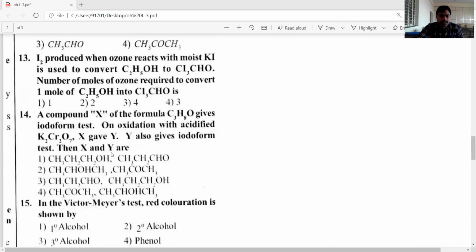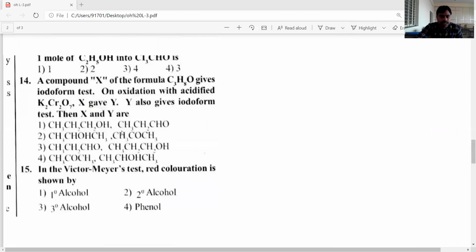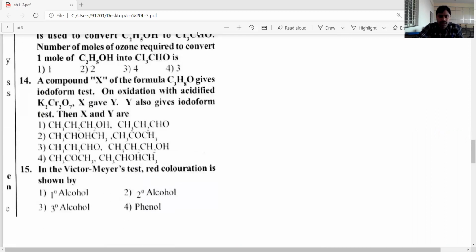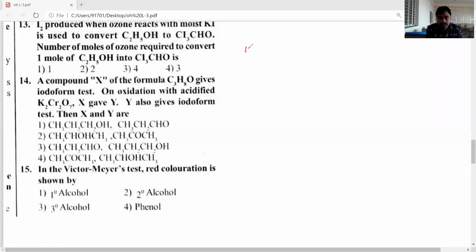Okay, students, the 14th question is also very easy. Just clean observation is very important. A compound has molecular formula X. What molecular formula did they give, dear students? C3H8O. X gives the iodoform test.